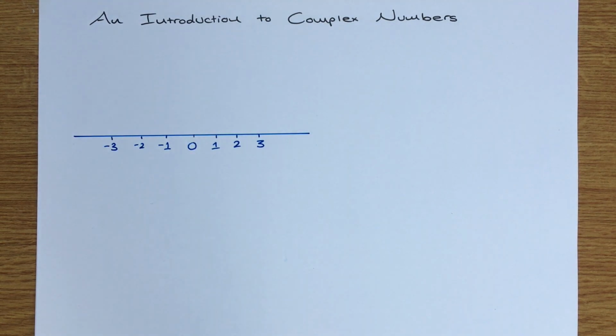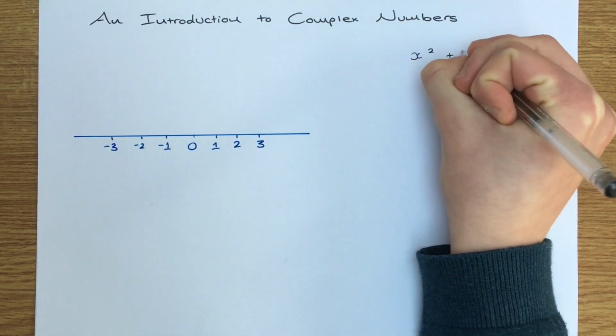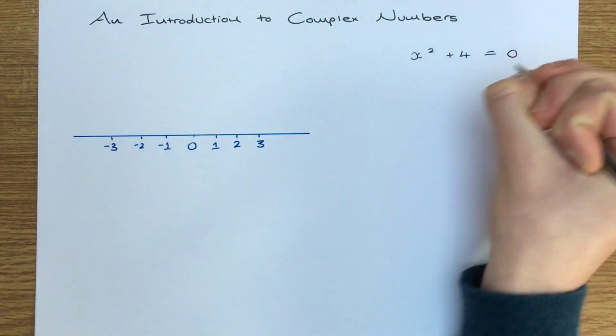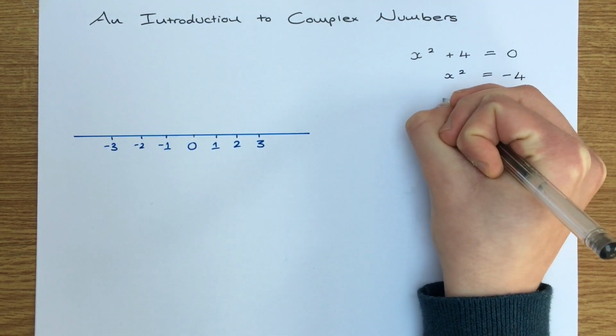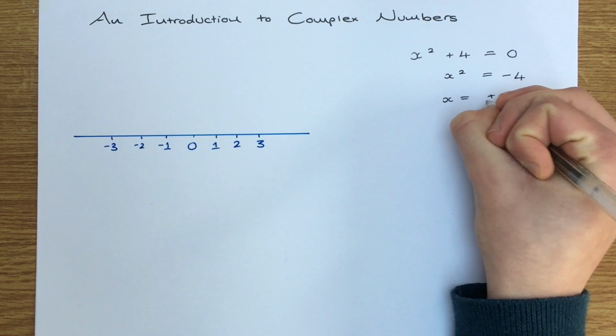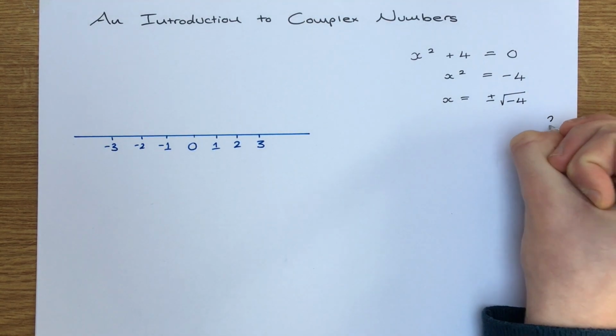Now these real numbers are all well and good up until we try and solve an equation such as x squared plus 4 equal to 0, because, as you can see, we end up getting to x is equal to plus or minus the square root of minus 4, which has no real solutions. So what can we do?